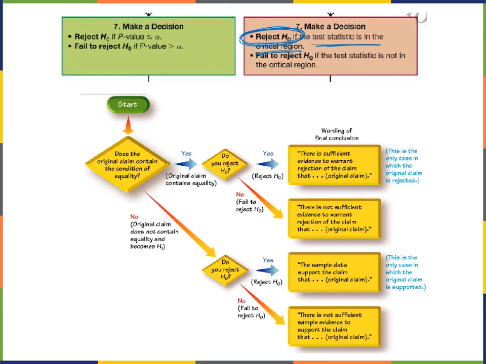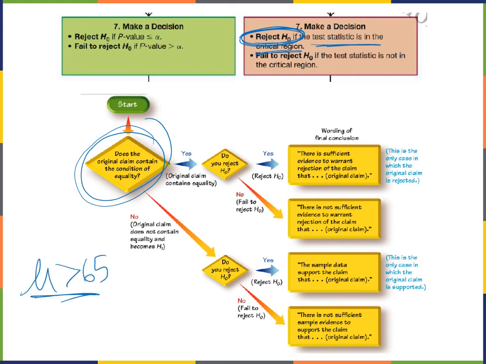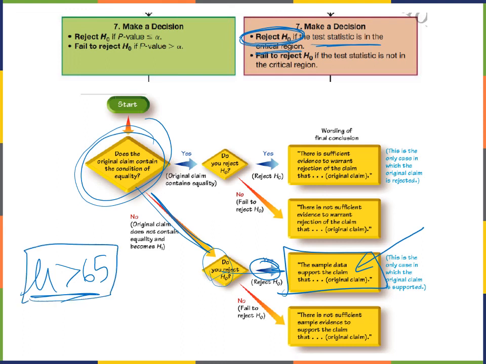So if we follow our answers, does the original claim contain inequality? No. The mean was greater than 65 was the claim. So no. Did we reject H sub 0? Yes, we did. Where do we end up? This box. Again, the sample data supports the claim. The sample data supports the claim that the mean is greater than 65. Okay? So our claim that the mean is greater than 65 is going to be supported by our sample information.